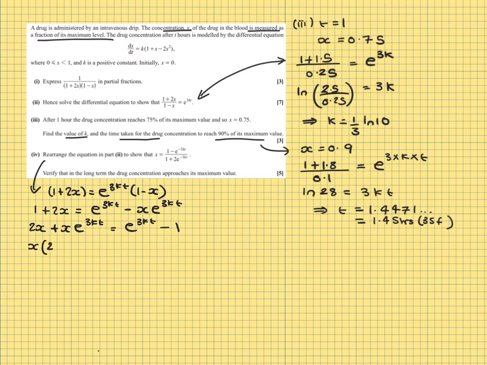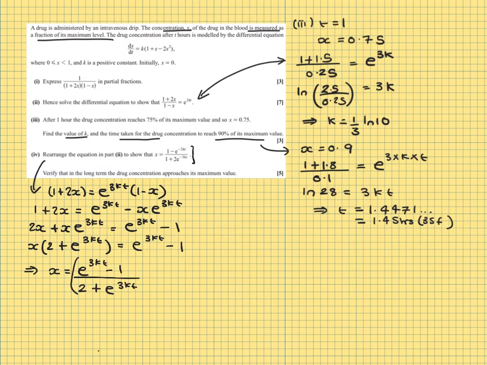Factorise x on the left, so x times 2 plus e to the 3kt equals e to the 3kt minus 1. And then divide through by this bracket here, 2 plus e to the 3kt, which gives us x equals e to the 3kt minus 1 over 2 plus e to the 3kt, which is not quite this answer here.